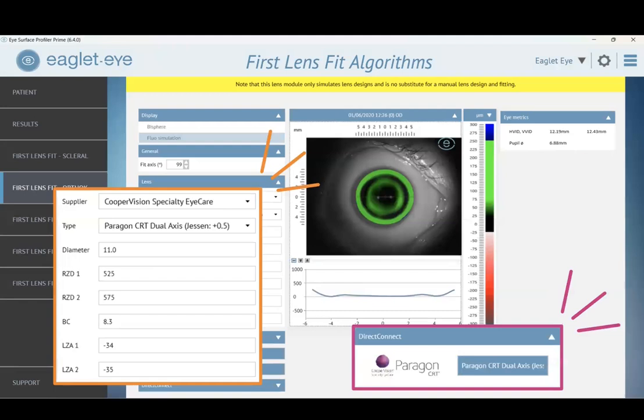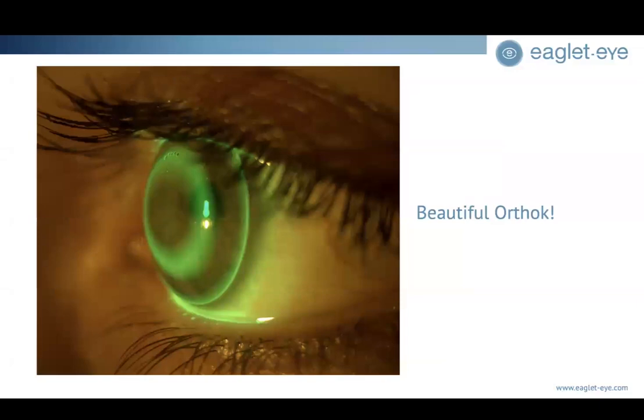The device can create a digital simulation of what the lens fit will look like. And then ordering the lens, you can pull the data and order however you normally would, but also using a first fit lens algorithm, click a button and order the lens through your manufacturer. And in this case, just to highlight what the lens looked like, short and sweet, this is the lens on the eye. It's very beautiful.